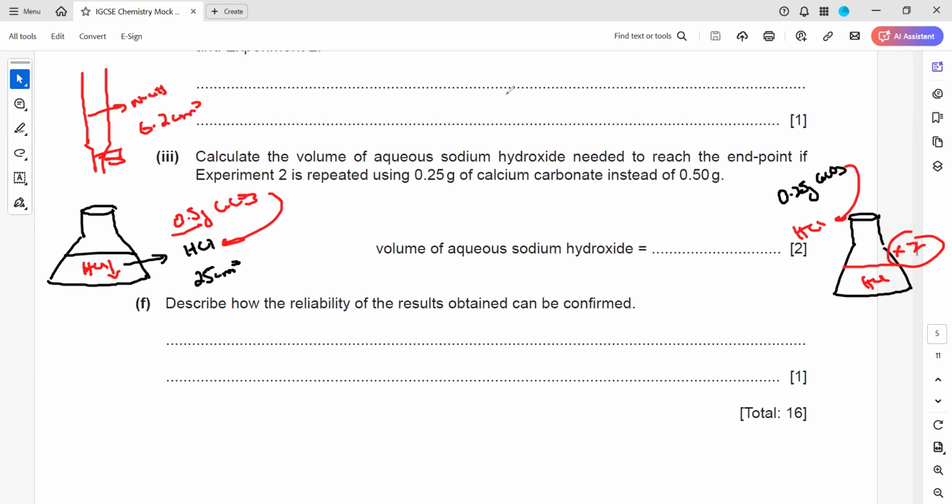Yes, the amount of HCl is decreasing because it was reacting with the calcium carbonate which was added first. Now, because less calcium carbonate is added, the remaining HCl will react with the sodium hydroxide. Here we had less HCl, so 6.2 was reacting. Here we have more HCl, so how much is needed? We need double of it, because only 0.25 is reacting with HCl and the remaining amount is reacting with sodium hydroxide. So if this was 6.2, this should be double of it. So it will be 12.4 cm cube.